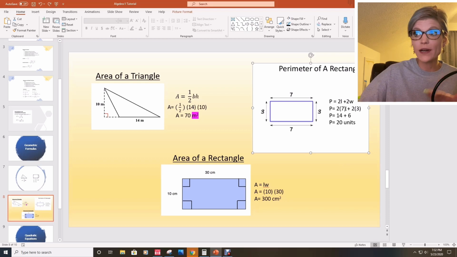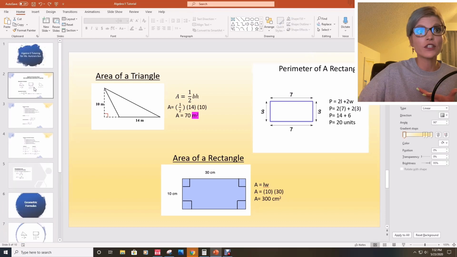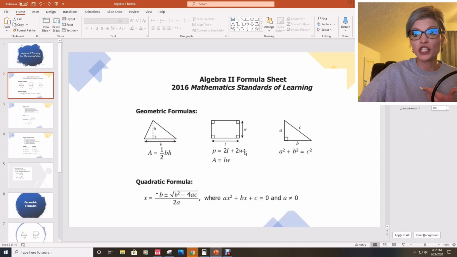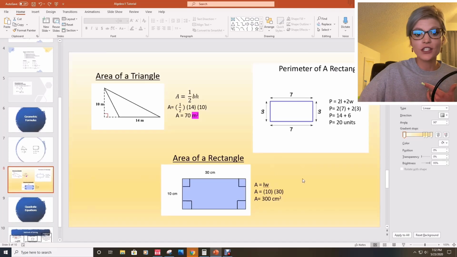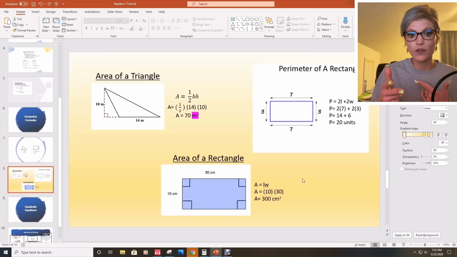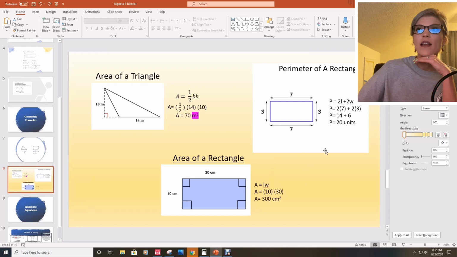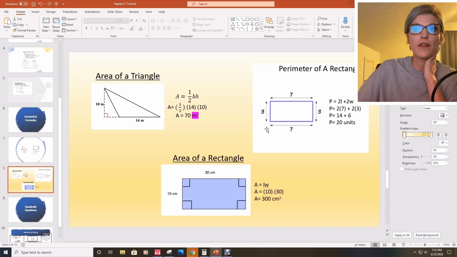So I went ahead and stuck with the one that is actually on the Virginia Beach SOL formula sheet, the 2L plus 2W, 2 times length plus 2 times width. I stuck with that just to try and stay in line with Virginia Beach there for you. This right here, we had a length of 7 and a width of 3.